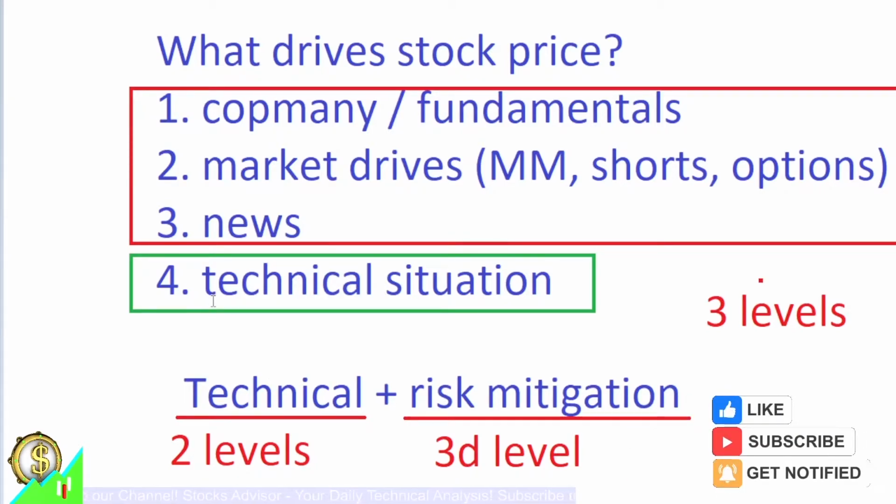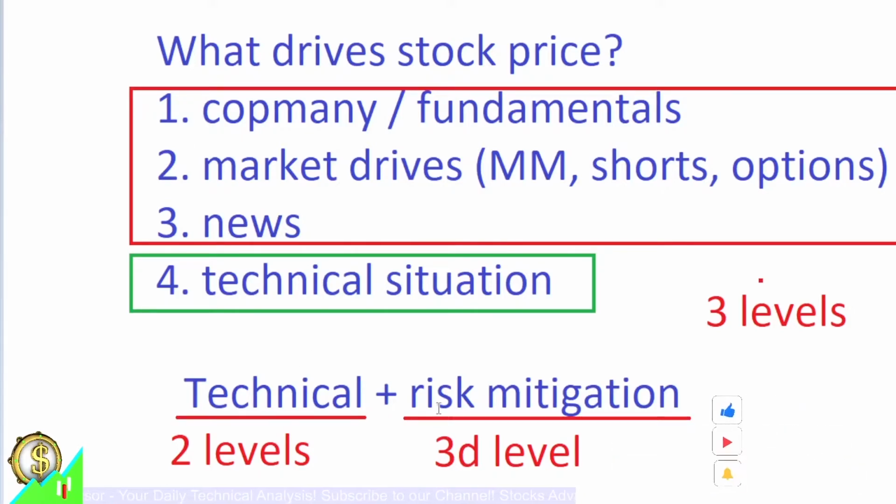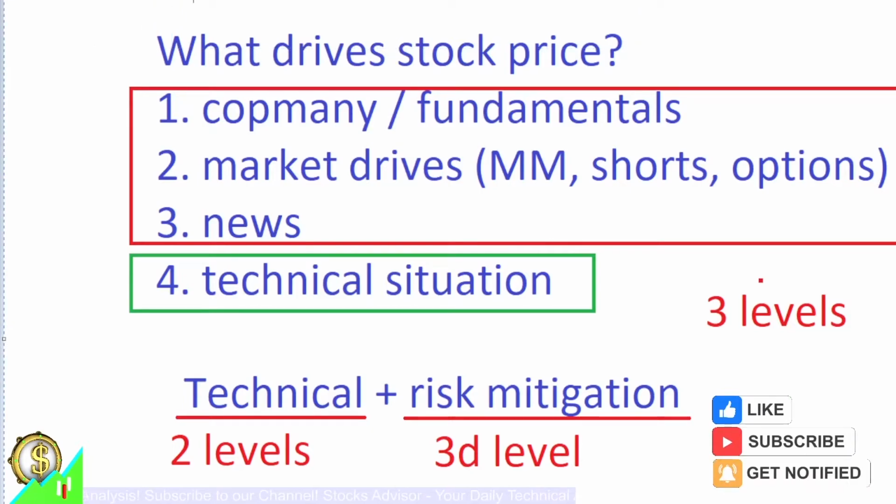So first we pick up the stocks that are in a technical situation. Then we discuss two levels of technicals, which are the price levels that we can expect, and we keep the third one for risk mitigation. So if you do it schematically, how would it work then? It would work like this.